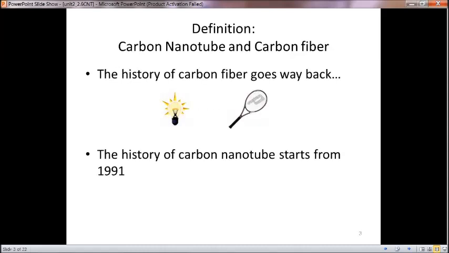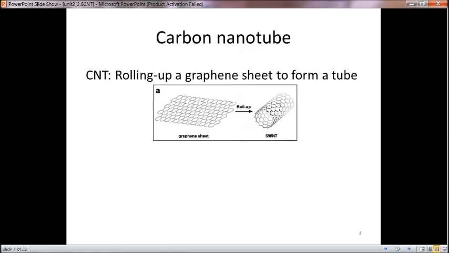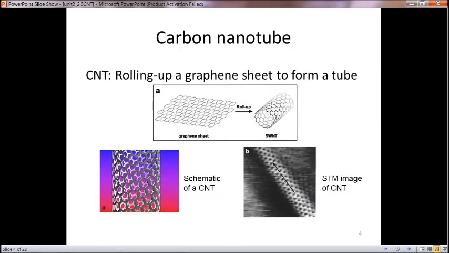The history of carbon fiber goes way back, like the carbon filament or the fibers used in a racket. The history of the carbon nanotube starts from 1991, and it is the rolling up of a graphene sheet to form a tube. These tubes are just like the fiber element present in the racket, as I have already told. This is the schematic of a carbon nanotube, and this is the image of a carbon nanotube, which is in the nanoscale range.